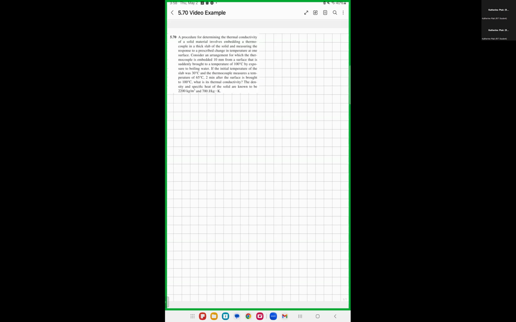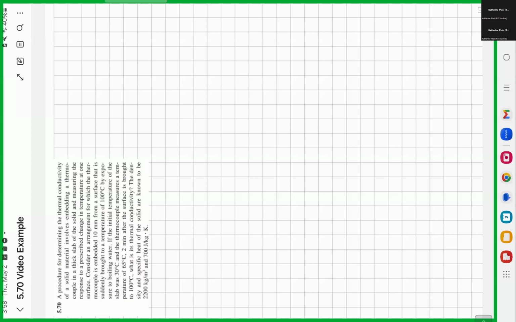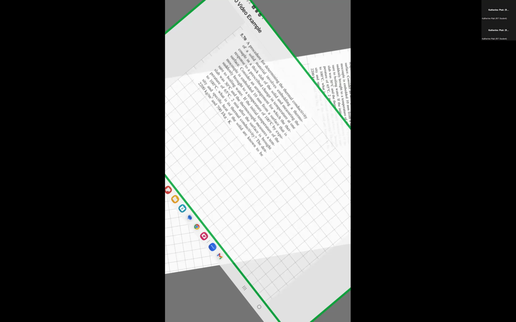temperature of 100 degrees Celsius by exposure to boiling water. If the initial temperature of the slab was 30 degrees and the thermocouple measures a temperature of 65 degrees Celsius 2 minutes after the surface is brought to 100 degrees Celsius, what is its thermal conductivity? The density and specific heat of the solid are known to be 2,200 kilograms per meter cubed and 700 joules per kilogram Kelvin.